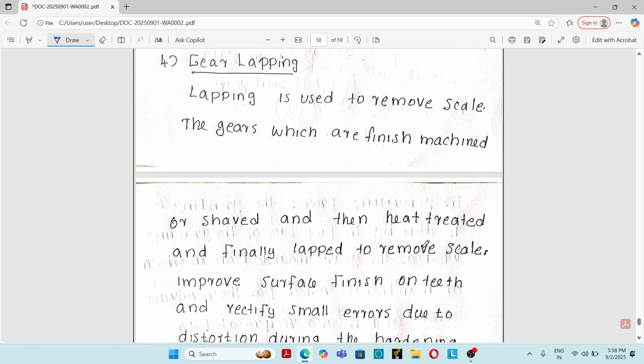And next one is the gear lapping process. See, gear lapping process means it is a super finishing process. Okay, lapping is used to remove scale from the gears which are finished machined or shaved and then heat treated and finally lapped to remove scale.